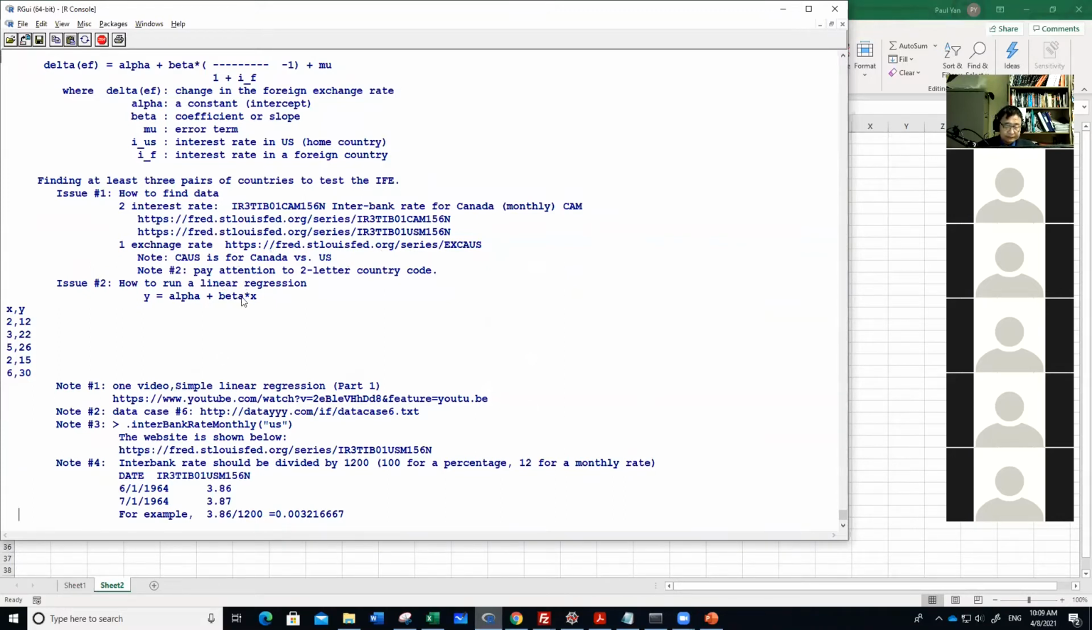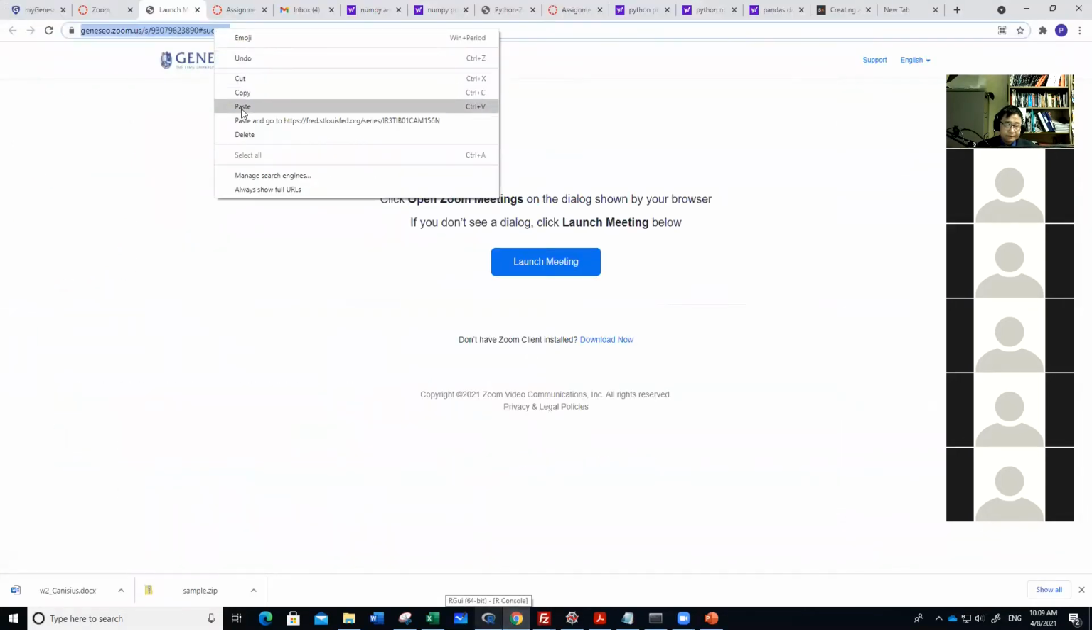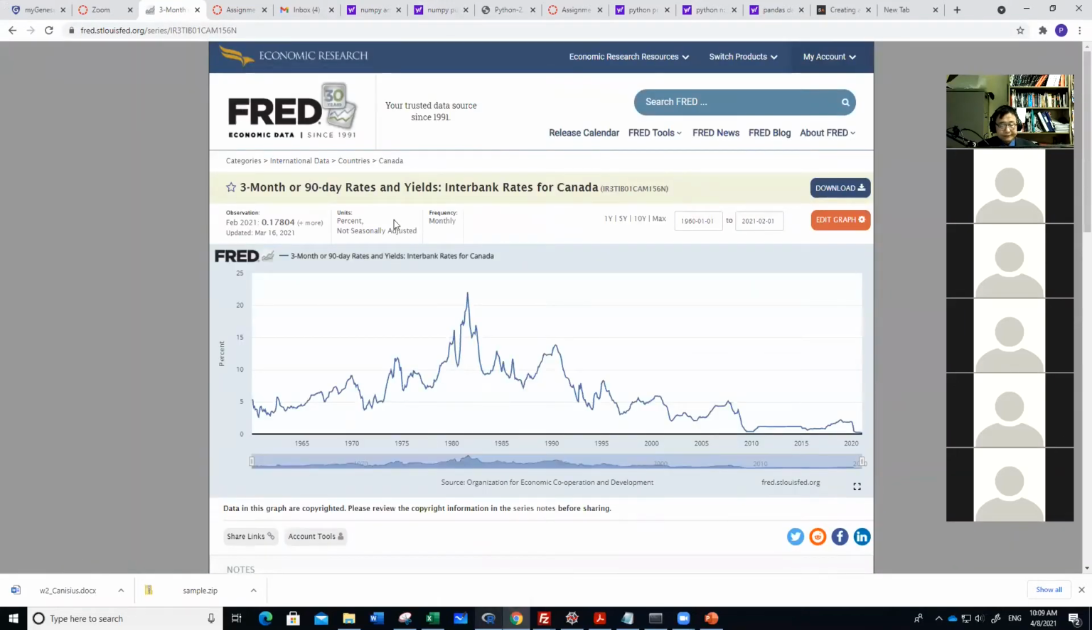So there are 3 data sets. The first one, let's copy and paste. This is the 3 months, 90 days rate or yield, interbank rates for Canada. The frequency is monthly. You simply click here, download, then you can download Excel or CSV. Usually I download the CSV file. So I download it.